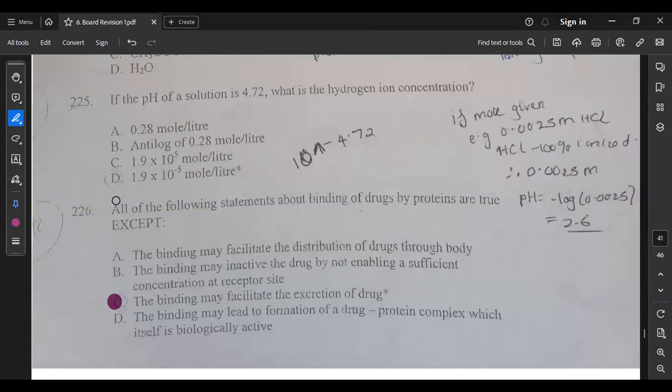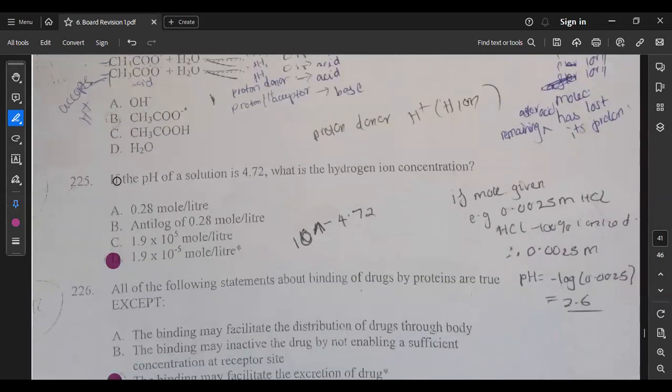Okay. Or maybe we can put a star on question 226 and move on to 225. If the pH of a solution is 4.72, what is the hydrogen ion concentration? Negative.